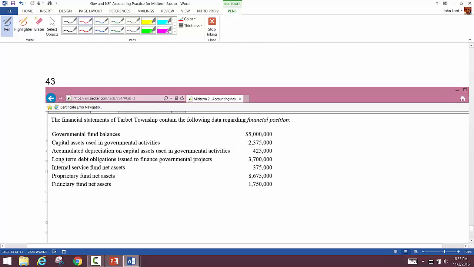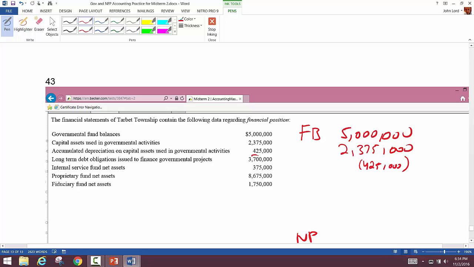Okay. All right. So let's go ahead and let's see. Can I get to any of those numbers? How about if I start out with fund balance? Fund balance is how much? $5 million. Okay, good. What do you want to do with these capital assets? $2,375,000. We'll assume I'm trying to get down to net position here. I'm going to add those assets, $2,375,000. Okay, good. How about the accumulated depreciation? Subtract the accumulated depreciation, $425,000.